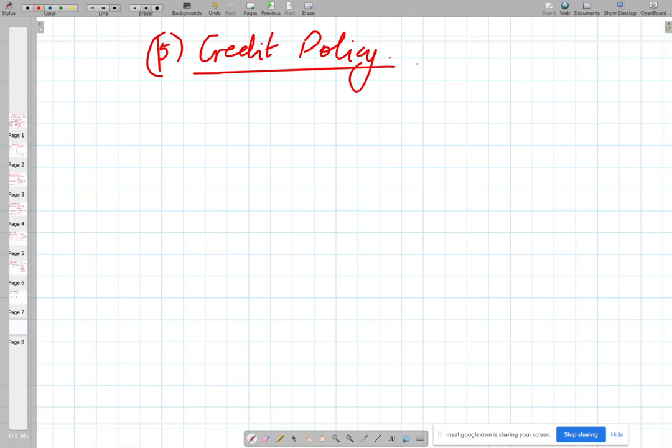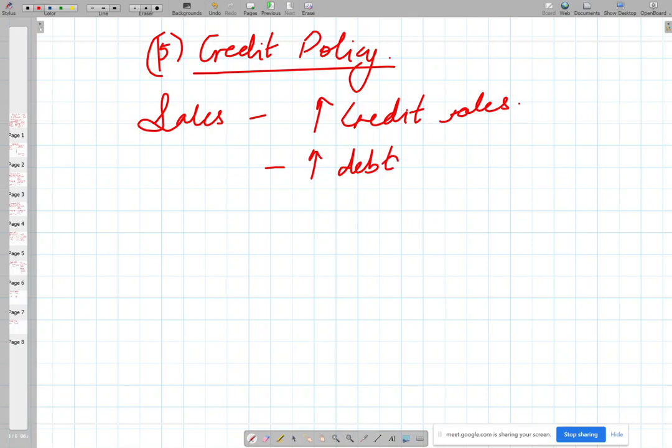Right? Now, if, for example, your sales follow a very lenient credit policy, that means you have a lot of credit sales, right? Then what happens? You are allowing a lot of time to your customers to make the payment in the future, fine? Which means you have a lot of debtors. All your customers have now become debtors because they have to pay you a certain amount of money, fine? In that case, your working capital requirement will also be very high. Why?